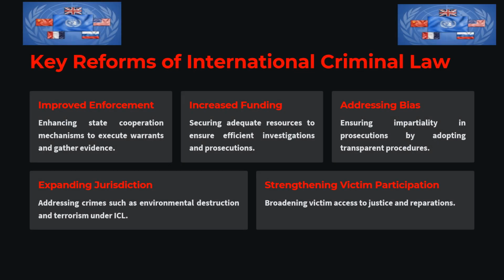And let's assume you want to revive and continue international criminal law. Therefore, what are the key reforms? You've got improved enforcement, enhancing state cooperation mechanisms to execute those warrants and gather evidence; increased funding, securing adequate resources to ensure efficient investigations and proceedings, not just in those weaker states, but in those states which are powerful; addressing bias, ensuring impartiality in prosecution by adopting transparent procedures; expanding jurisdiction, addressing crimes such as environmental destruction and terrorism under international criminal law, instead of restricting it to those 4 international crimes. And then you've got the strengthening of victim participation, broadening victim access to justice and reparations.